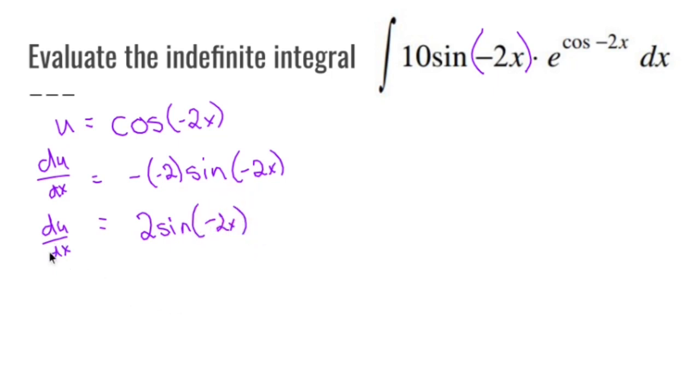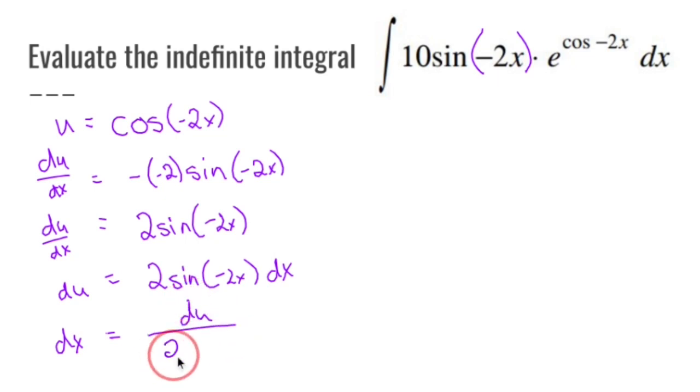Now I'm going to multiply both sides by dx. That gives me du equals 2 sine negative 2x dx. I'm going to divide everything by 2 sine stuff, that way it gets dx all by itself. And what I'll end up with is dx equals du over 2 sine negative 2x.